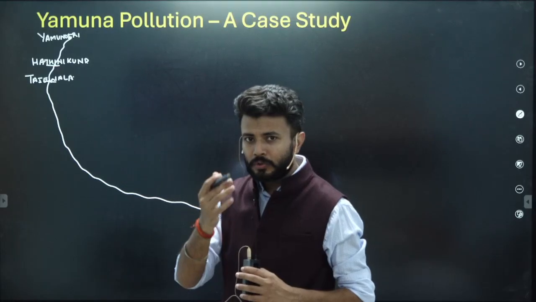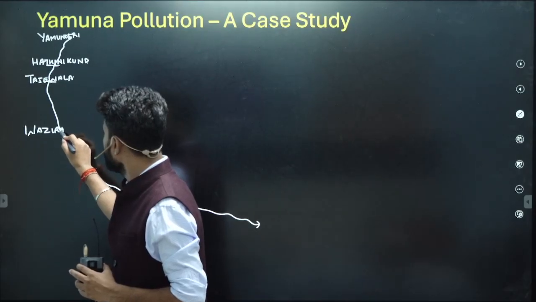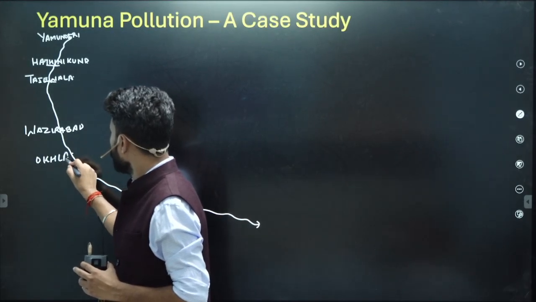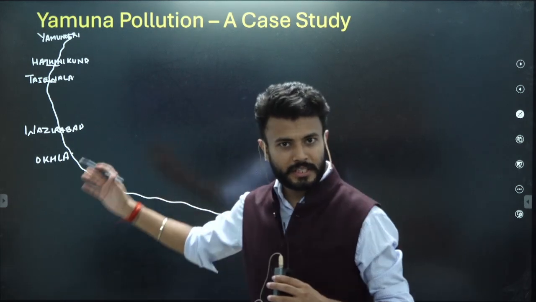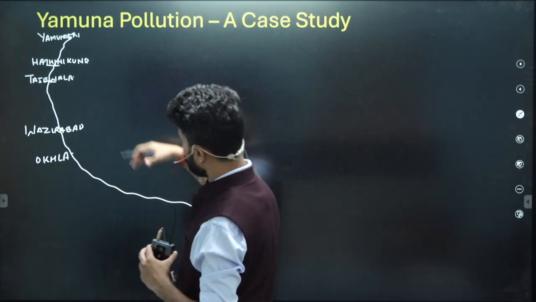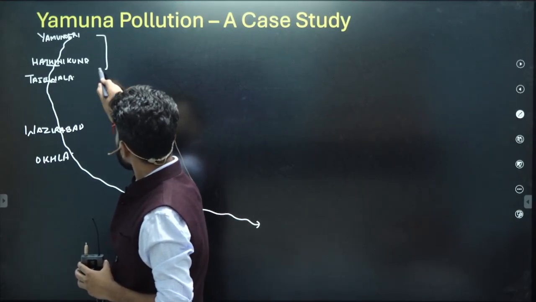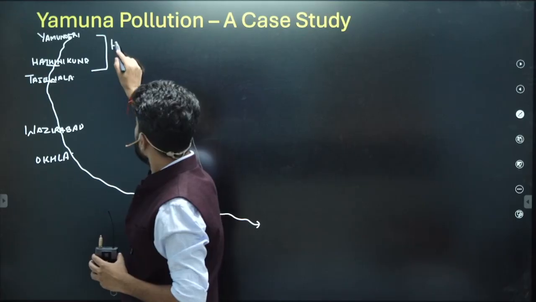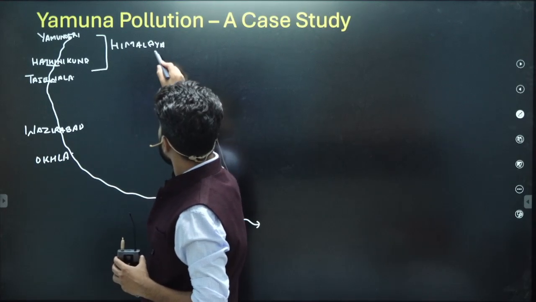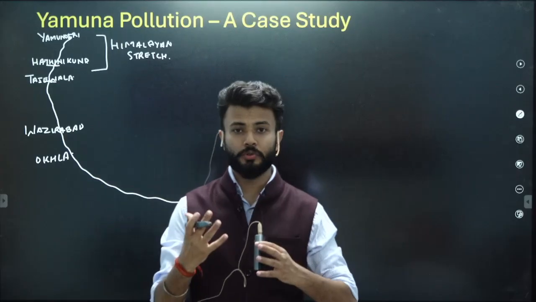And then you enter the next important point, that is Wazirabad in Delhi. Okay, and then you have the Okhla barrage. Okay, so these are the important points. Now let's see how this river stretch of Yamuna is divided into different sections. Obviously, the Himalayan stretch is there. This is basically where you have river Yamuna's Himalayan stretch. You have river Yamuna in its youth stage.